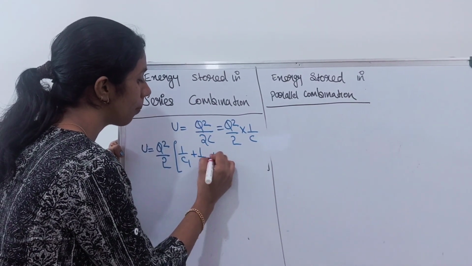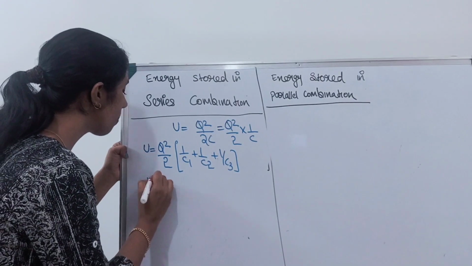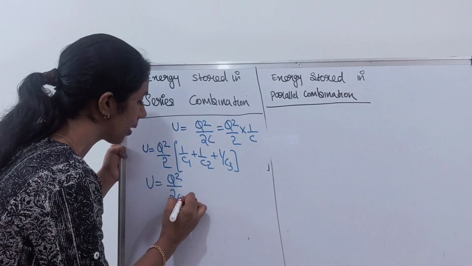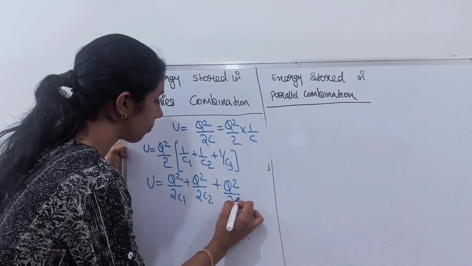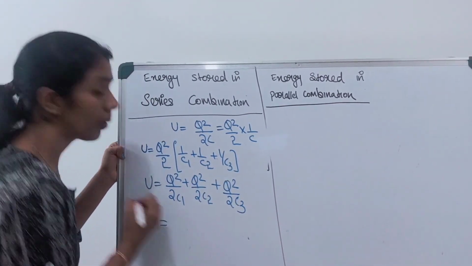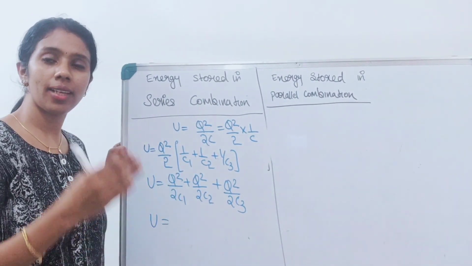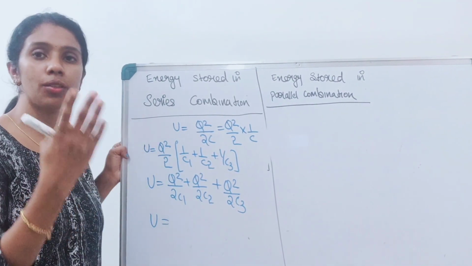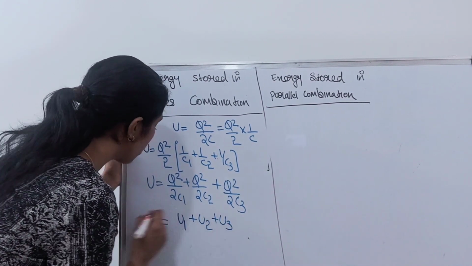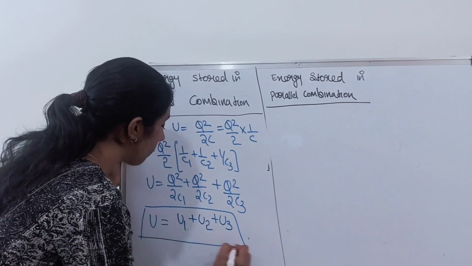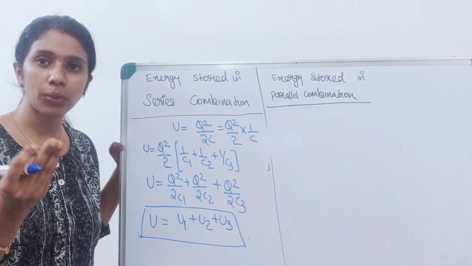So the equation becomes U is equal to Q square by 2 into 1 by C1 plus 1 by C2 plus 1 by C3, where I can multiply this Q square by 2 into the bracket. So the equation becomes U is equal to Q square by 2C1 plus Q square by 2C2 plus Q square by 2C3. Therefore, Q square by 2C1 can be written as U1, Q square by 2C2 can be written as U2, and Q square by 2C3 is U3. So the equation becomes U is equal to U1 plus U2 plus U3. So the total energy of a series combination of capacitors will always be equal to the sum of their individual energies. U is equal to U1 plus U2 plus U3.